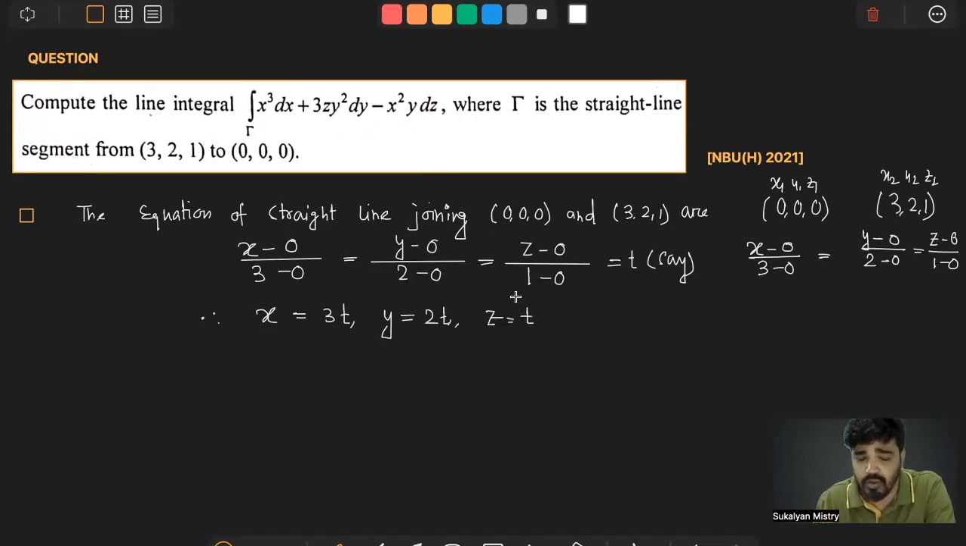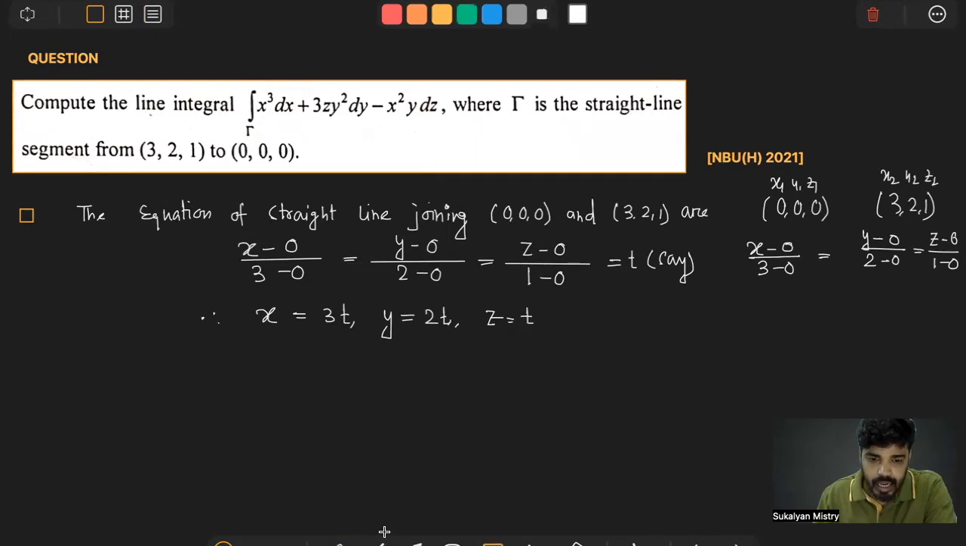Okay, so now just see, if we put t is equal to 1, you will get the point 3, 2 and 1, that is you get this point. If you put t is equal to 0, you get this point.